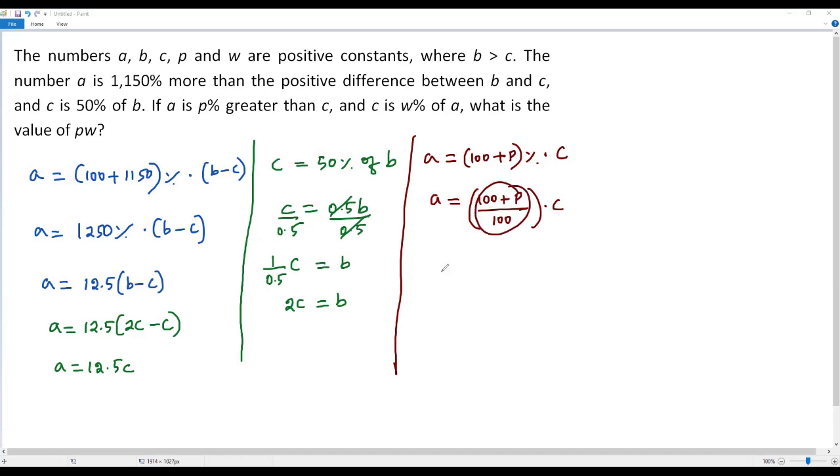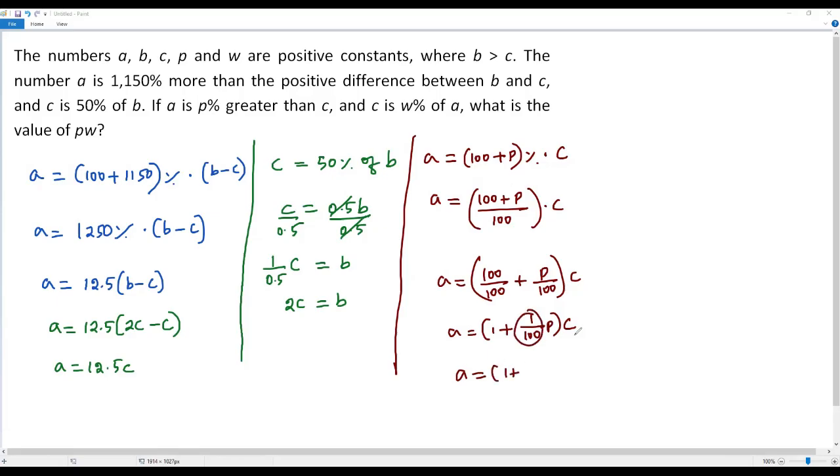Now we can split up this stuff. That is A equals 100 divided by 100 positive P divided by 100 times C. Okay, A equals, when I simplify this one, I am getting 1. And here we can write this P over 100 as 1 over 100 times P times C. Okay, A equals 1 positive, when I simplify this 1 over 100, I am getting 0.01 P. Everything is multiplied by C. Okay, now we can consider the other information over here.